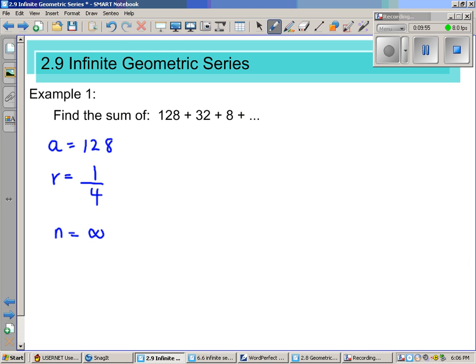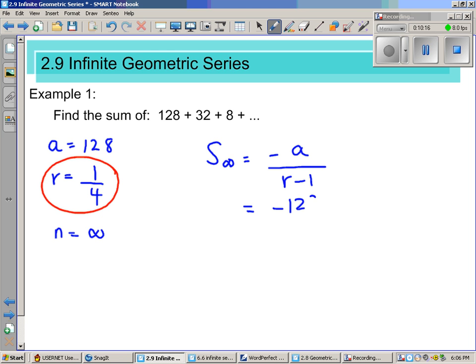So here is the key, right here. Is this number less than 1? The absolute value of it less than 1? Yes. So we use our formula, negative a over r minus 1. So negative 128 over 1/4 minus 1. Put that in your calculator. So we're taking negative 128 and we're dividing it by 3, and we get negative 42.6 repeating.